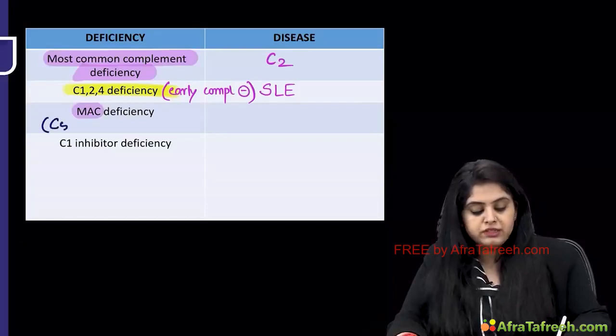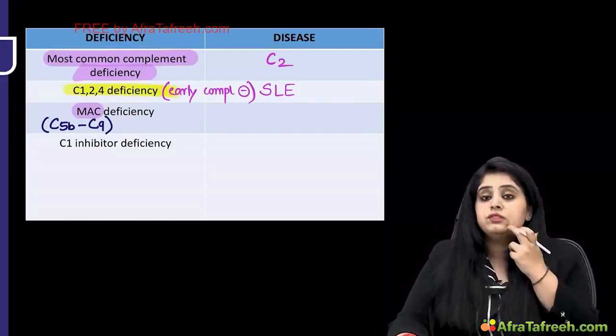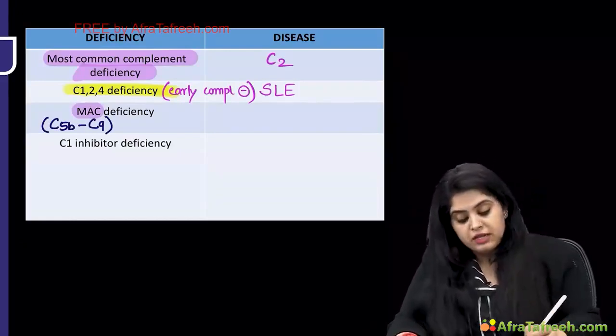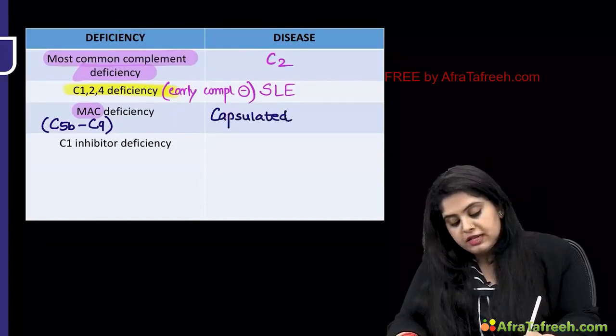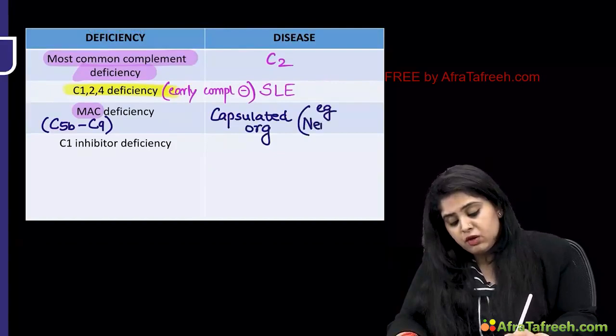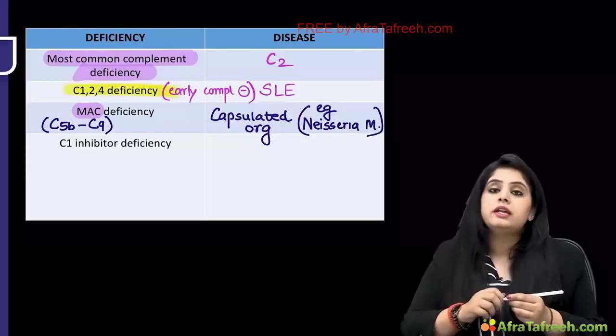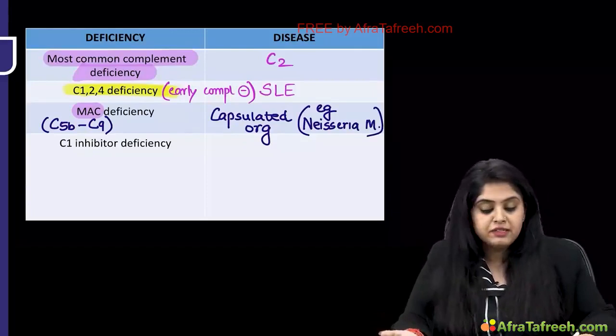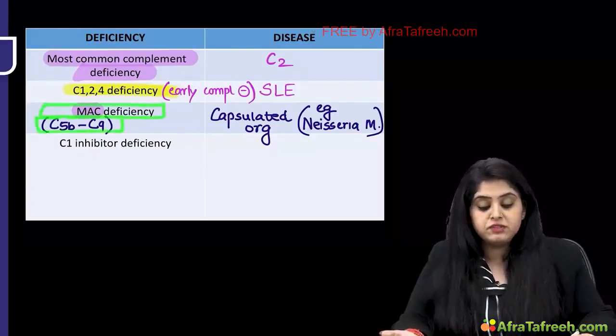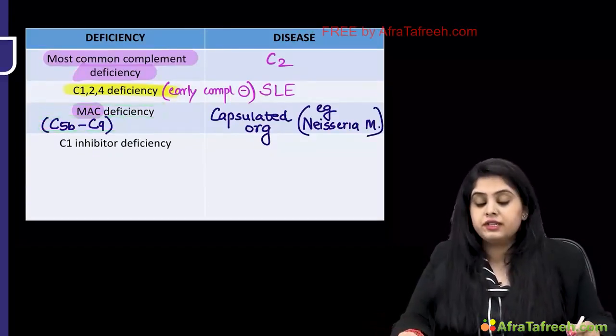Coming to the next, firstly tell me what is the composition of MAC. I just told you it is C5b to C9. If MAC is deficient, please remember this could be associated with capsulated organism infections. One example that I can give you which very commonly comes in the paper is Neisseria meningitidis, because we know that Neisseria meningitidis is a capsulated organism. So MAC deficiency, C5b to C9 deficiency, is going to result in it.